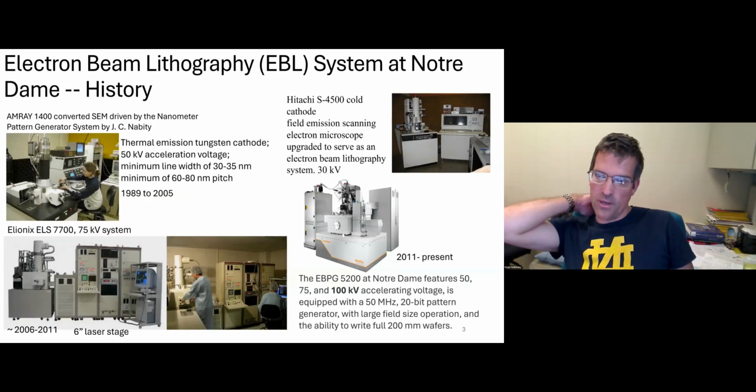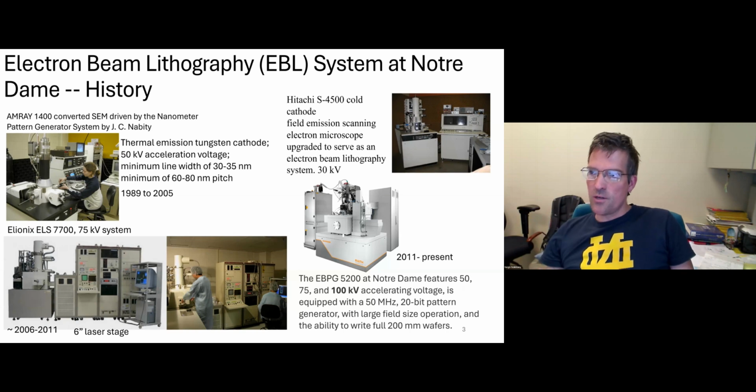Now, Notre Dame has a very long history of having an electron beam lithography system. The first system was an SEM, an M-ray SEM that was converted by Professor Bernstein to an electron beam lithography system. This tool was, for a fairly long time, the E-beam tool at Notre Dame. It had a 50 kilovolt acceleration voltage, and it was able to do about a 30 to 35 nanometer line width with a 60 to 80 nanometer pitch.